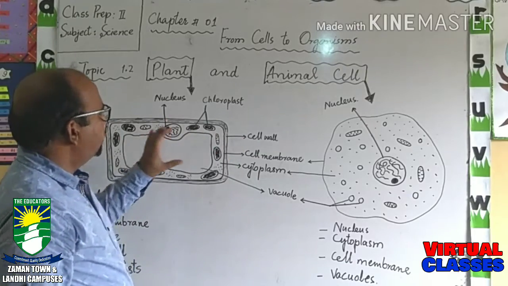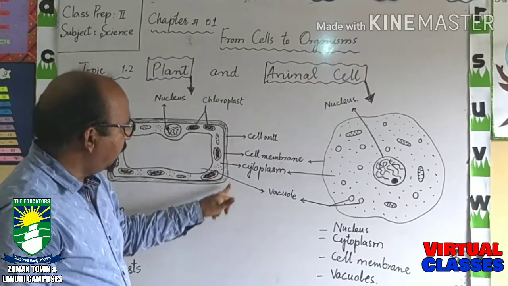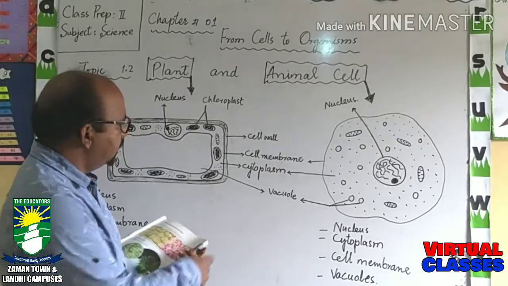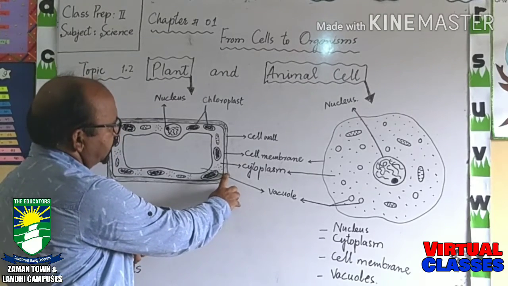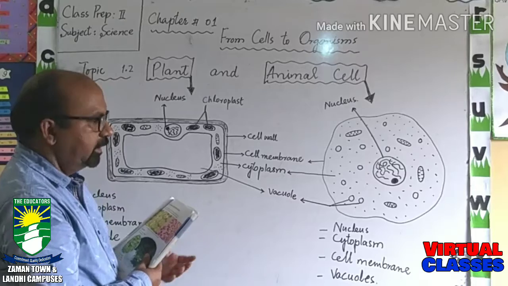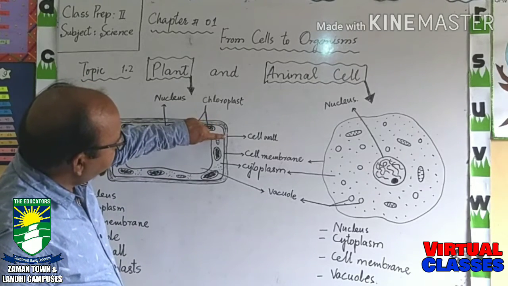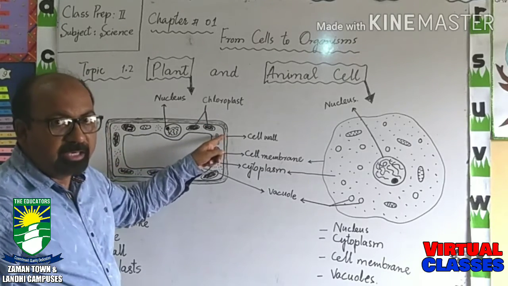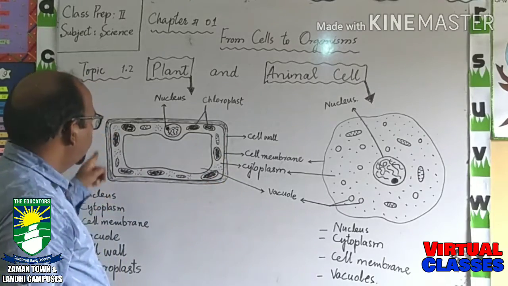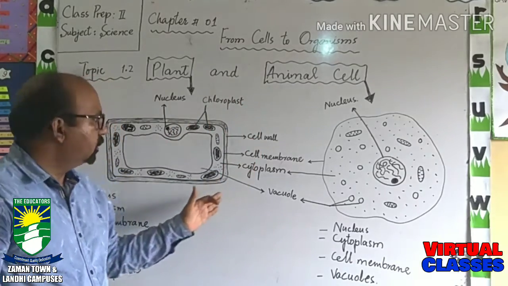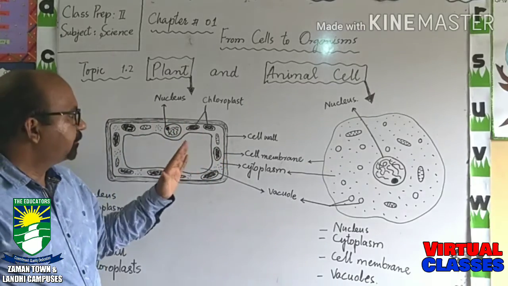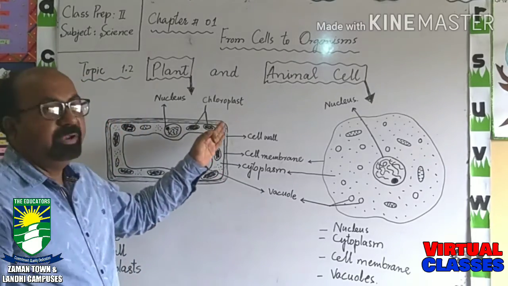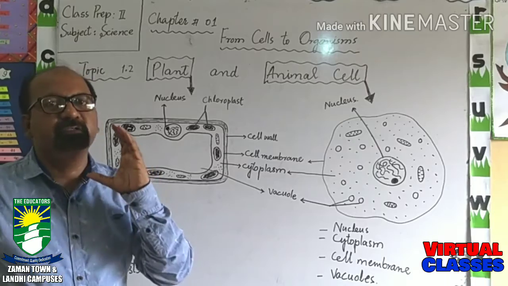When we talk about the plant cell, the first part which we can see is the thick boundary. This one is the thick boundary. This is called the cell wall. The cell wall starts from here till this line. This portion consists of the cell wall, and the cell wall surrounds the whole plant cell, and it is due to the cell wall that the plant cell has a specific and definite shape.